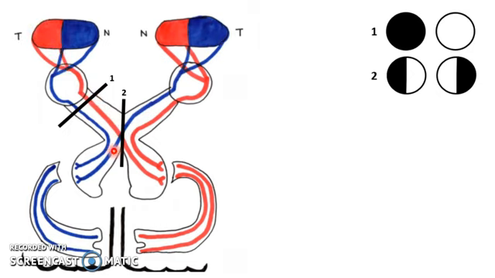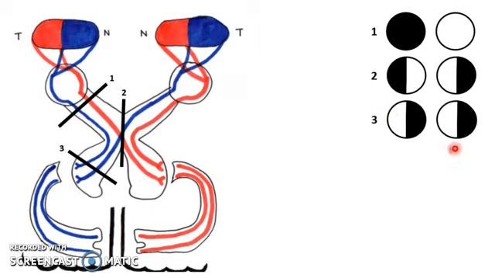So just, if you're ever confused, just trace back where these fibres are coming from, and you can predict what type of field loss you'll get. So the next lesion, number 3, would give this field loss, which is called a right homonymous hemianopia.